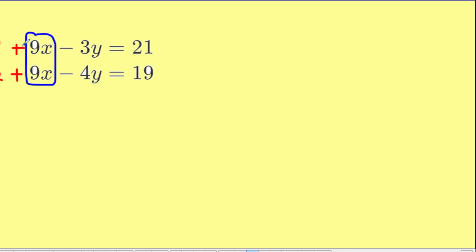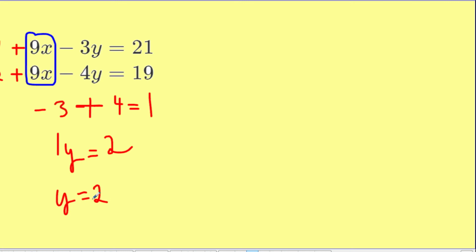So 9 take away 9, that's 0. Minus 3, so this part here, minus 3 minus minus 4. Minus 3 take away minus 4. Two minuses become a plus. So minus 3 plus 4 is 1. So 1y is equal to, and 21 take away 19 is 2. So y equals 2. Okay, let's put that back in.